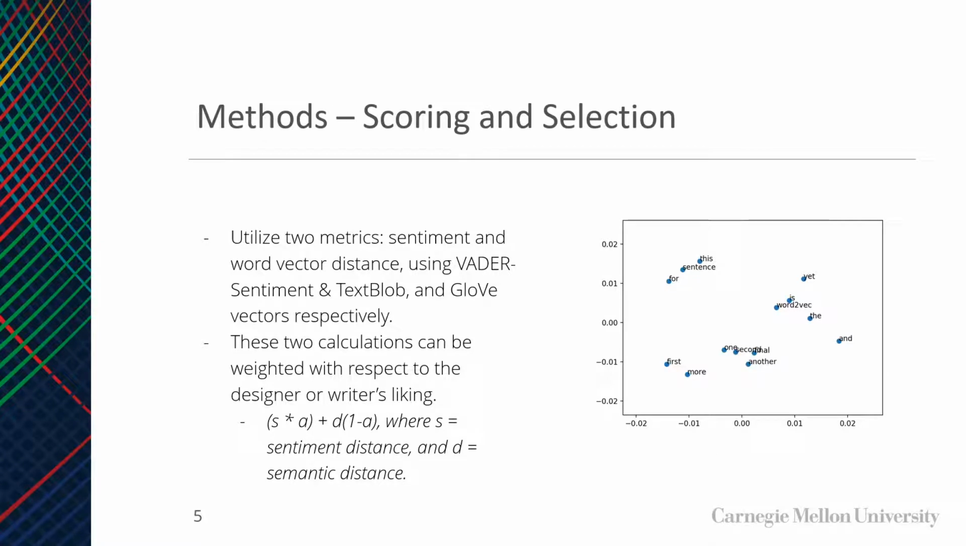Scoring and selection are performed using two main metrics. The first is sentiment, which attempts to analyze how negative or positive a word or phrase might be. The second is word vector distance. Word vectors show the relationship between words by representing them as vectors within a vector space. Words which are more closely related appropriately have a smaller distance between them. The values provided by these two approaches are then normalized, and the importance, that is, if I want to focus more on sentiment or more on the relation between the words, can be weighted and chosen to the designer or dialogue writer's liking.